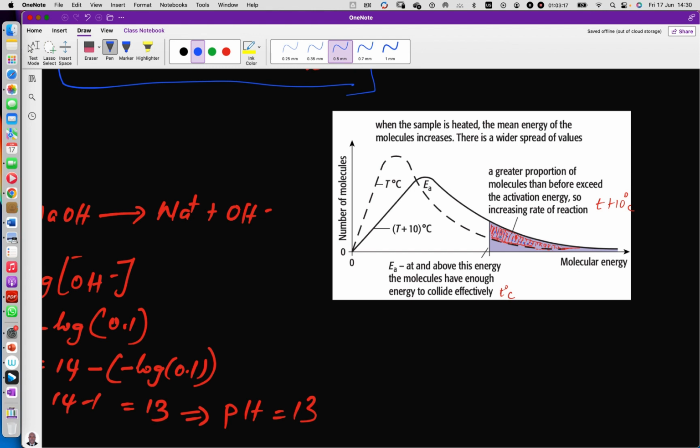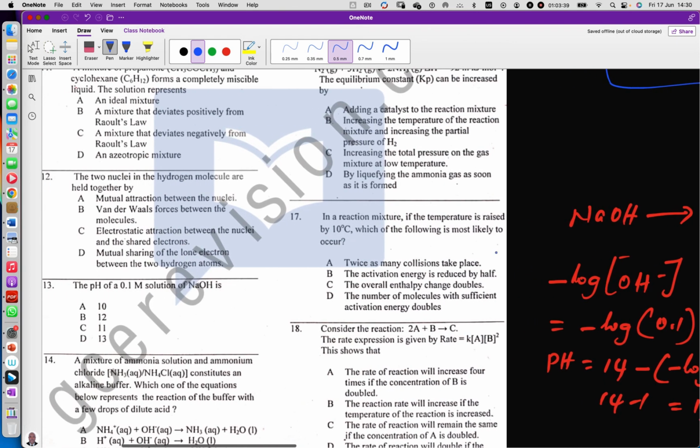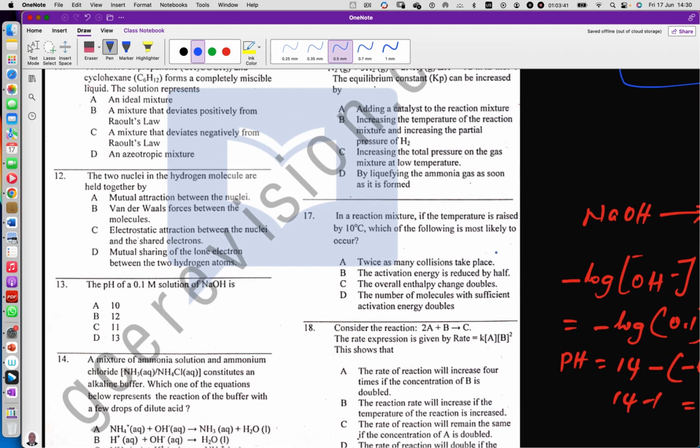So a curve like this could be given and you are asked to interpret. This is a curve that resembles the question that has been given. You see there is an increase in the number of molecules. So now we say our answer for question 17 is D.